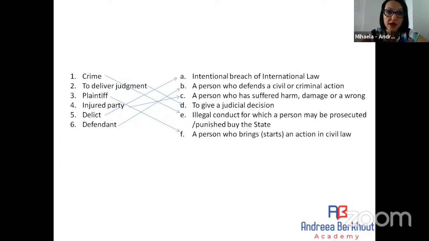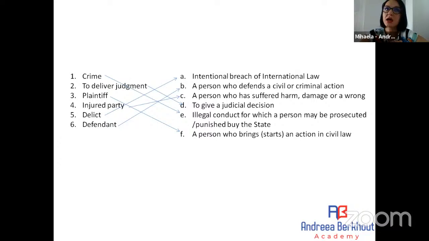The first one, crime, which is an illegal conduct for which a person may be prosecuted or punished by the state. Oh, I see here a little mistake, by the state. There's an extra U there that shouldn't be there. That's a typo. So we have illegal conduct. Conduct is a synonym for behavior. Okay, so when you behave unlawfully or illegally, then you will be prosecuted.